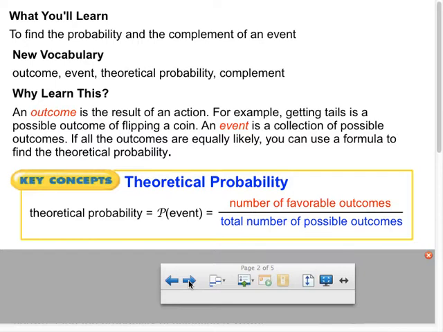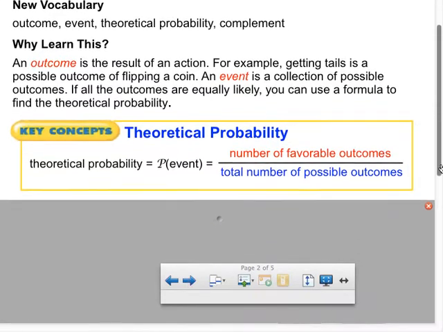Okay, so here I'm going to go and read this. What you'll learn: to find the probability and the complement of an event. Outcome, event, theoretical probability, complement. Why learn this? An outcome is the result of an action. For example, getting tails is a possible outcome of flipping a coin. An event is a collection of possible outcomes.